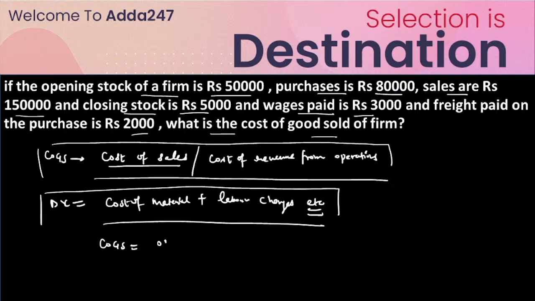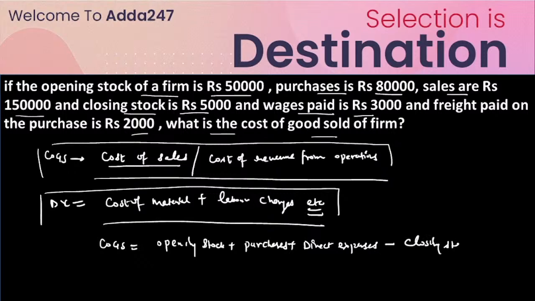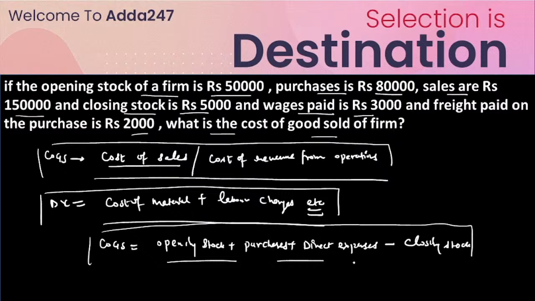Cost of goods sold is equal to opening stock plus purchases plus direct expenses minus closing stock. You always have to memorize this formula for calculating cost of goods sold.